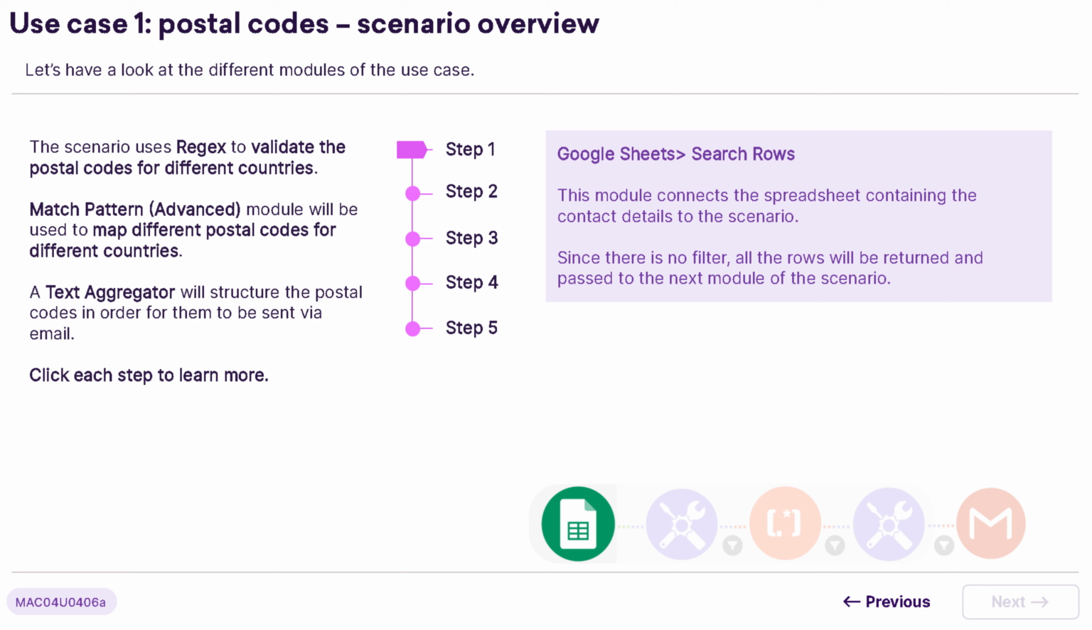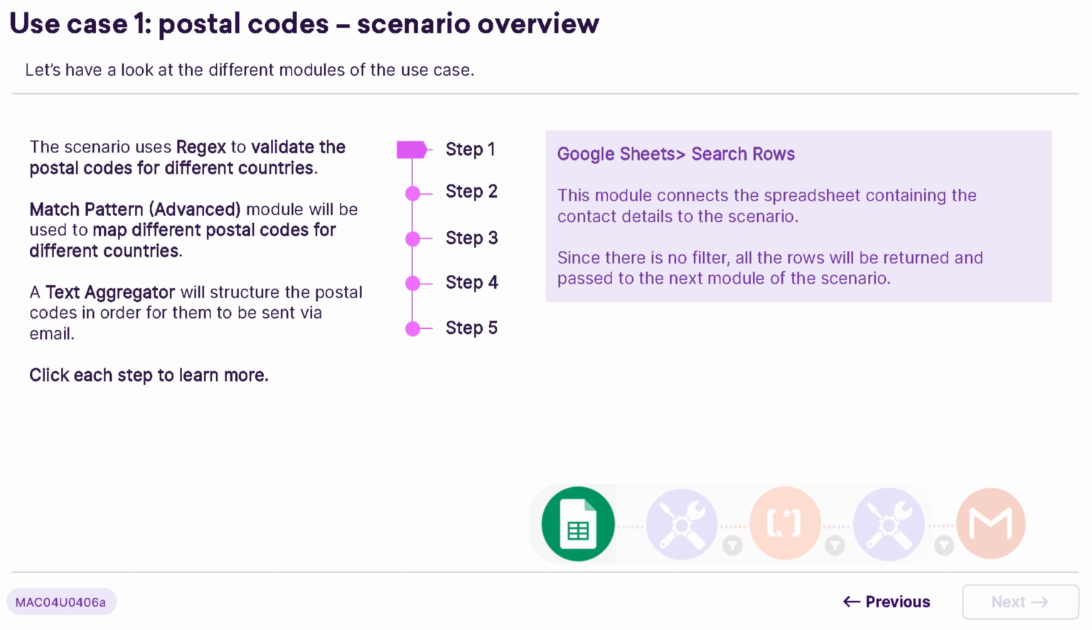To organize this data, a text aggregator is used. This module compiles the postal codes into a structured format, making it easy to share them via email. Think of it as gathering individual pieces into a coherent list, ready for communication.